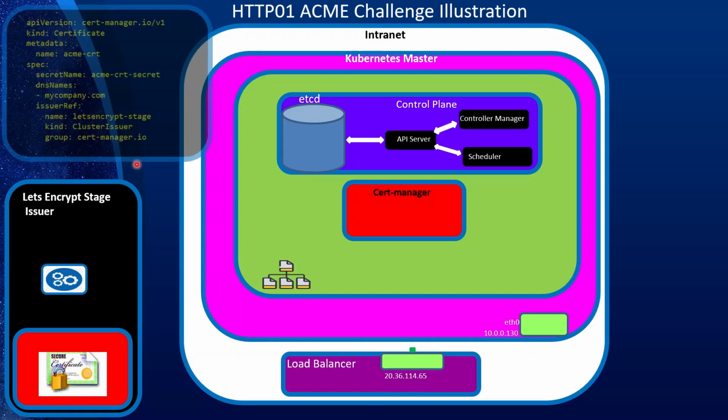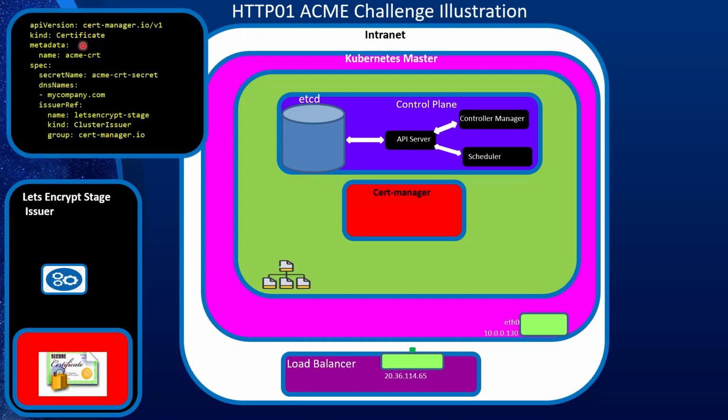The first thing is to actually request a certificate. Again, the API version is the version at the time of recording, and the kind is Certificate. We specify a name for it. We also specify a secret name. When the certificate is successfully retrieved, Cert-Manager automatically creates a secret for that certificate, because we need that for TLS. And the dnsNames entry will be the name on the certificate, in this case mycompany.com.